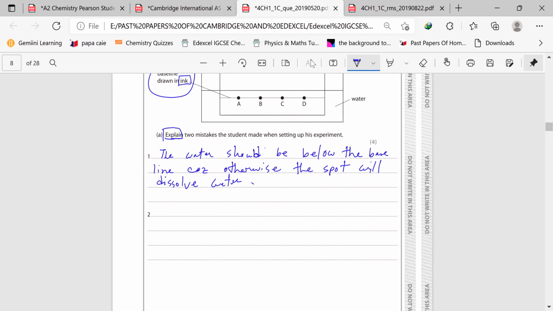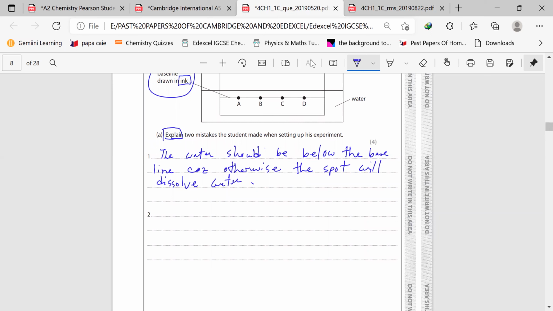Next point. Another student does the experiment but does not make any mistake. The diagram shows the results. State how many colors ink D has. Ink D has 3 colors. Next point. State which of the inks could be mixed together to make ink D. That would be A and B.